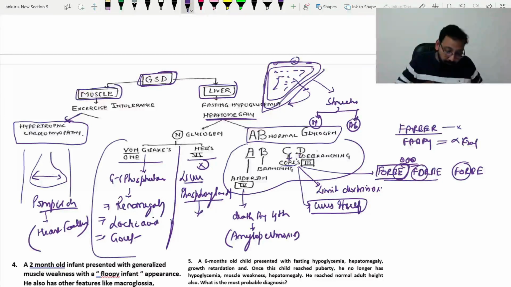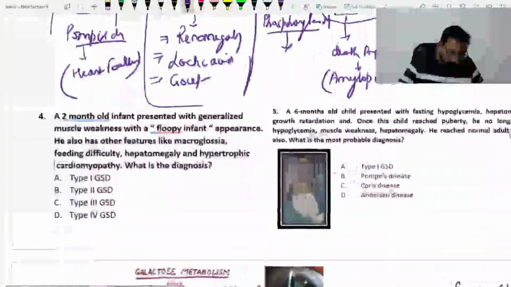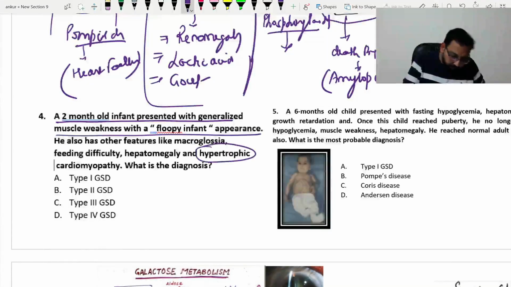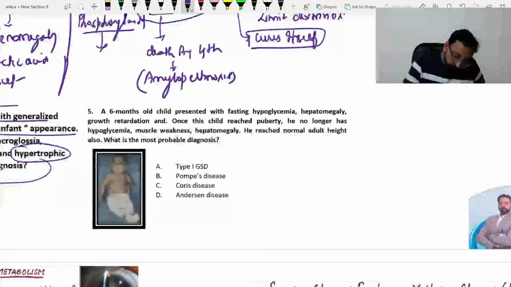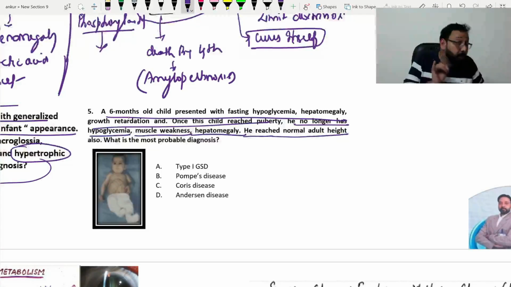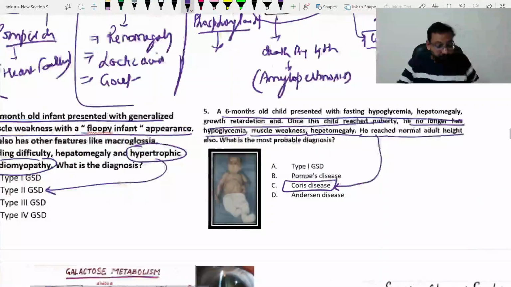Okay, now you can solve questions. A 2-month-old infant, generalized muscle weakness, floppy infant, with hypertrophic cardiomyopathy: Pompe's disease. In another question, the patient has multiple symptoms and he reached normal adult height. He no longer has hypoglycemia, muscle weakness, hepatomegaly, meaning yes, it cures itself: Cori's disease. Clear?